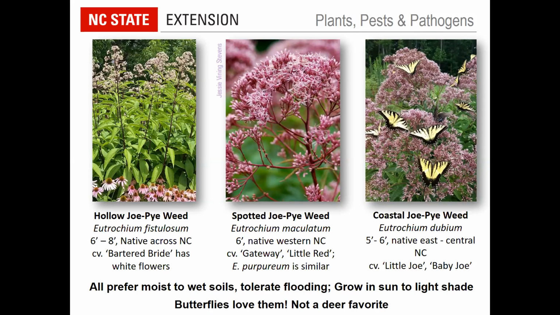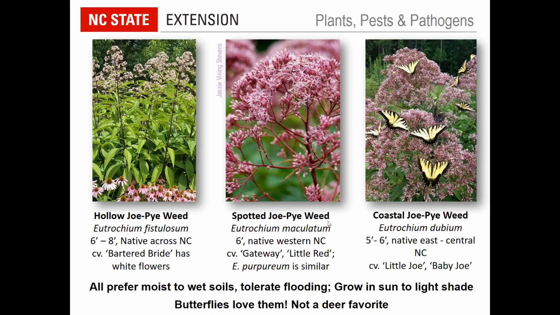All of these Joe-Pye weeds will have whorled leaves, but with the hollow Joe-Pye weed, the stems are hollow, you have a nice long internode between these leaf whorls, so it gives you this beautiful structure. And then, of course, the flowers on top, typically starting in early August, or even late July.